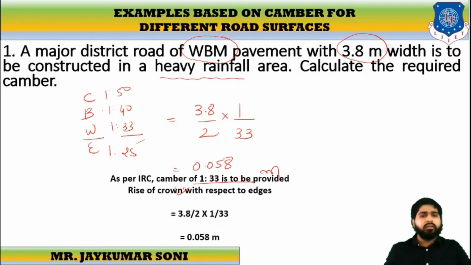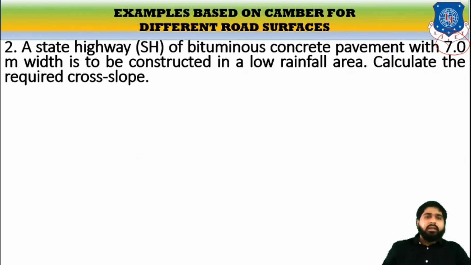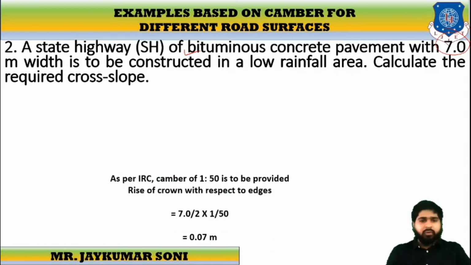Let us look at another example. A state highway of bituminous concrete pavement is given, with 7 meter road width. A bituminous road is there, so out of CBWE, it will be B. Low rainfall, it will be 1 is to 50, and pavement width is 7 meter. So as per IRC, 1 is to 50 we have to consider. So it will be width by 2 into criteria, 7 by 2.